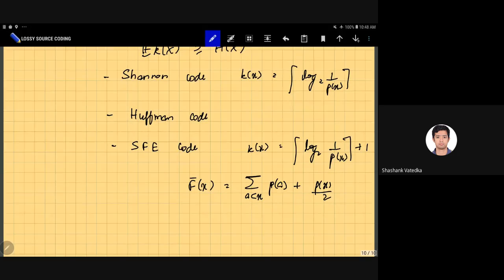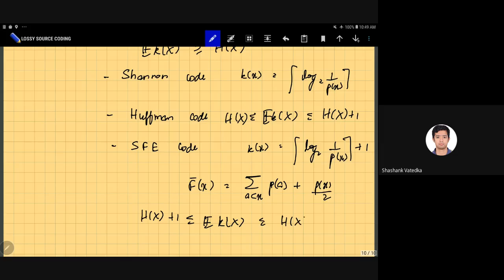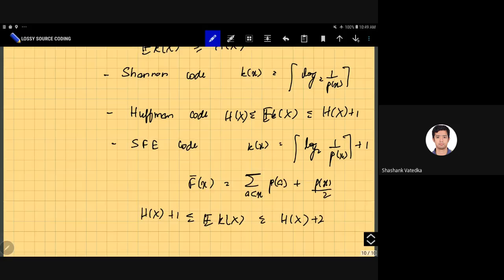Both the Shannon and the Huffman code achieve expected length greater than or equal to H of X bits, but less than or equal to H of X plus 1 bits, whereas the Shannon-Fano-Elias code achieves an expected length which is greater than or equal to H of X plus 1 bits, but less than or equal to H of X plus 2 bits.